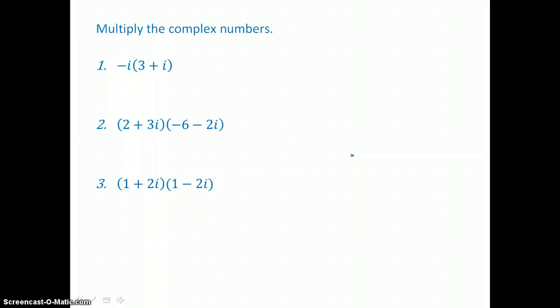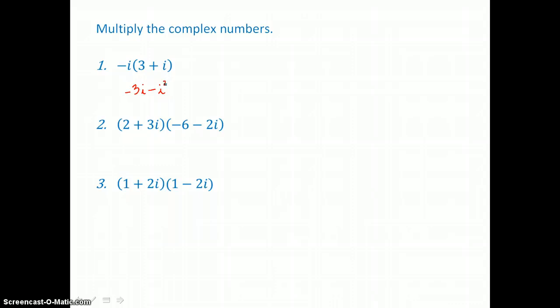In these three examples, we will multiply complex numbers, and we'll multiply by distributing and adding like terms, just like we do in the real number system with our polynomials. So negative i times 3 is going to give us negative 3i, and negative i times positive i is negative i squared.